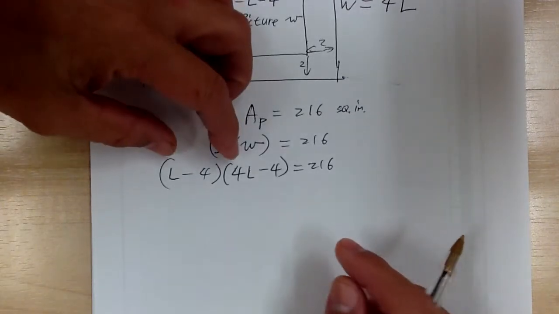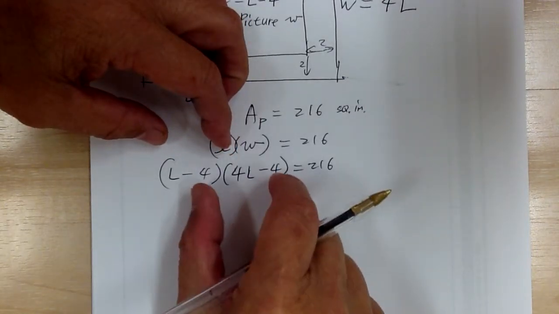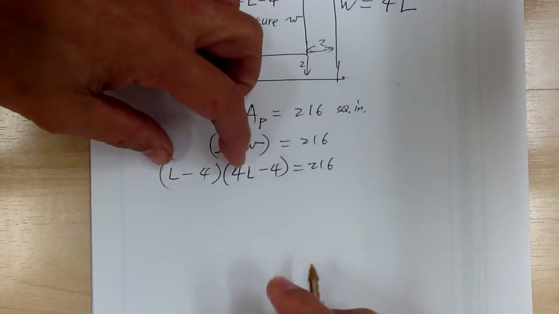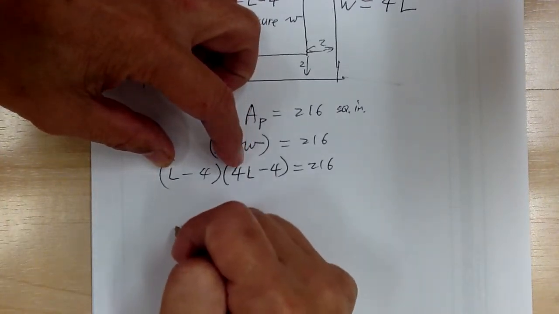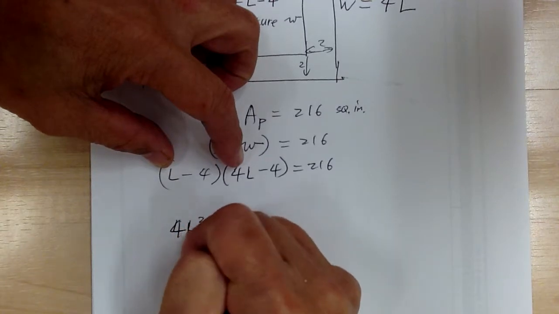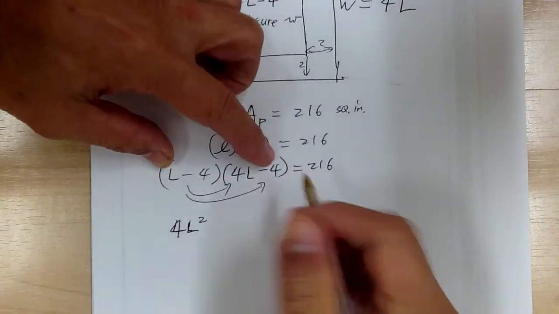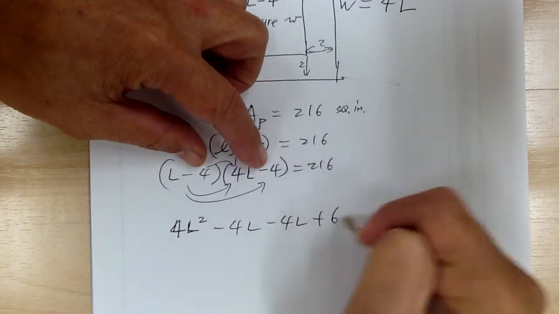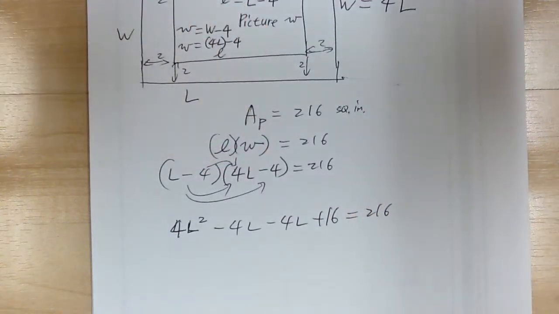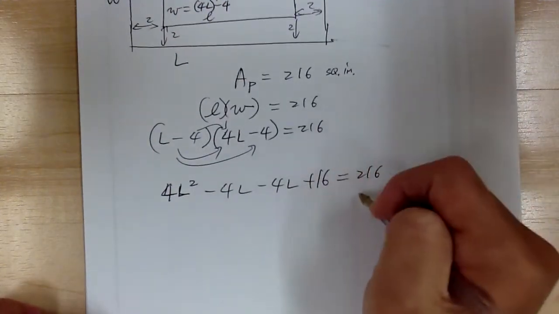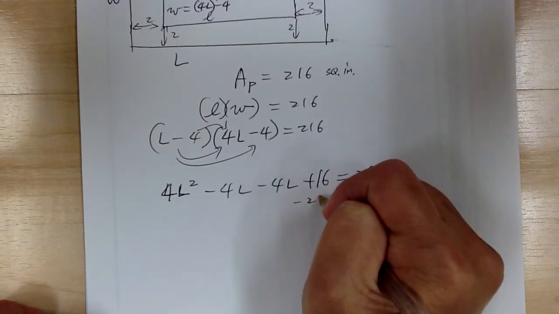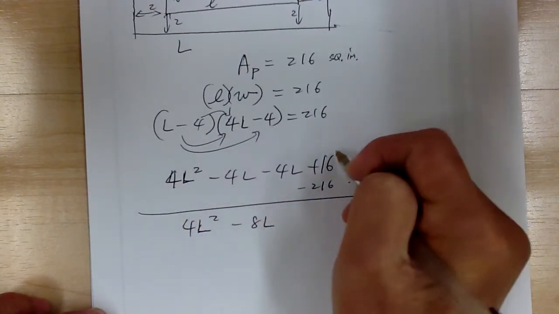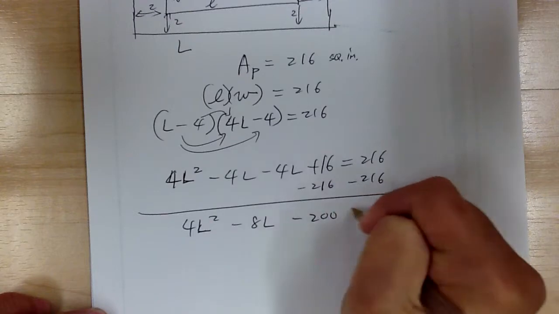So you need to go and multiply out. This one you cannot just multiply, add to get middle and multiply to get the end, because there's a number over here. So you have to use FOIL for your method. So you multiply. So it's 4L squared. So FO, right? So minus 4L, and this one is minus 4L, and plus 16 equal to 216. Okay. So now you have to make it equal to 0. So minus 216, minus 216. So you're going to get 4L squared minus 8L. Now this is going to give you minus 200 equal to 0.